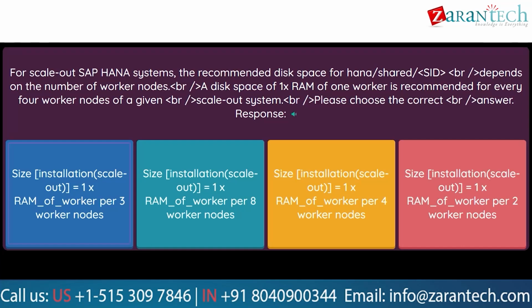Response. Option 1, size installation, scale-out, equals 1x RAM of worker per 3 worker nodes. Option 2, size installation, scale-out, equals 1x RAM of worker per 8 worker nodes. Option 3, size installation, scale-out, equals 1x RAM of worker per 4 worker nodes. Option 4, size installation, scale-out, equals 1x RAM of worker per 2 worker nodes.